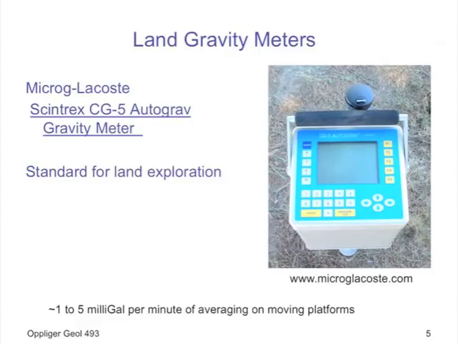I would love to supplement our LaCoste and Romberg, which cost $25,000 back in about 1975. That would be, these days, $500,000. But in constant dollar terms, the price of these has come down, because we can buy a brand new Scintrex CG-5 for about $100,000. We don't have the money right now to get that.